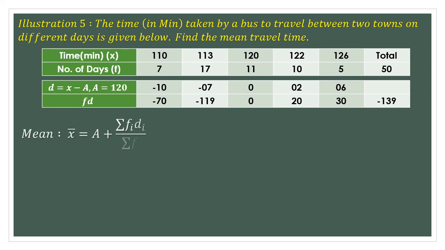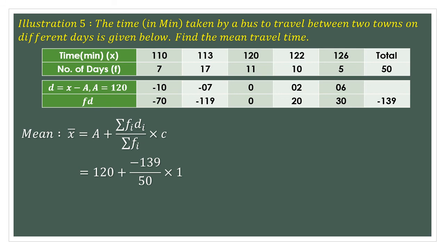So start with the mean, that is x bar is equal to a plus summation fi di divided by summation fi into c. Now you might be wondering, where is the c here? Of course c is not there. So when I have not taken any common factor, 1 is always the common factor. Okay, so just multiply it with 1, that's all.